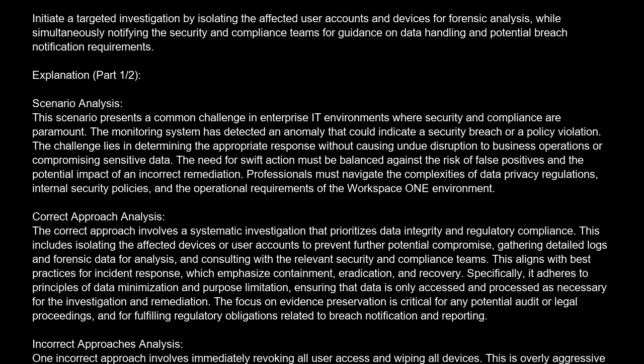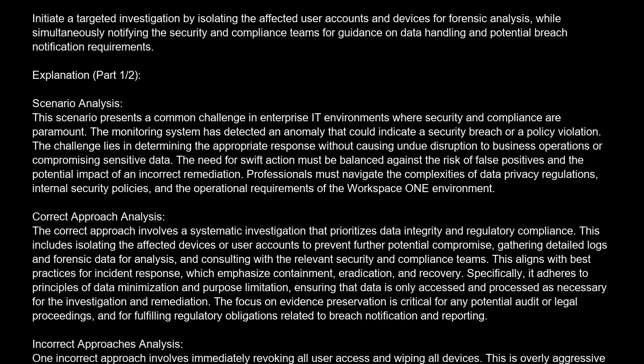Correct approach analysis. The correct approach involves a systematic investigation that prioritizes data integrity and regulatory compliance. This includes isolating the affected devices or user accounts to prevent further potential compromise, gathering detailed logs and forensic data for analysis, and consulting with the relevant security and compliance teams. This aligns with best practices for incident response, which emphasize containment, eradication, and recovery.